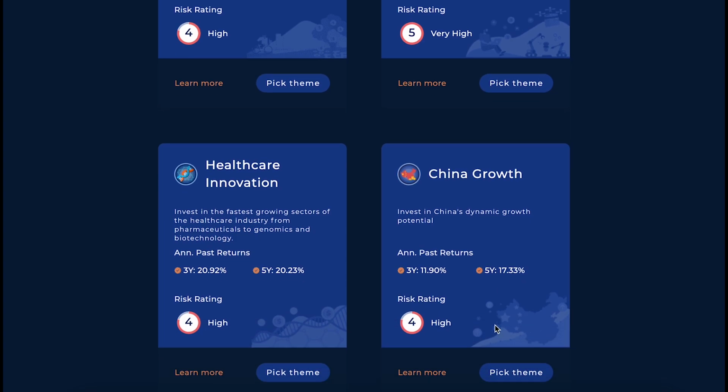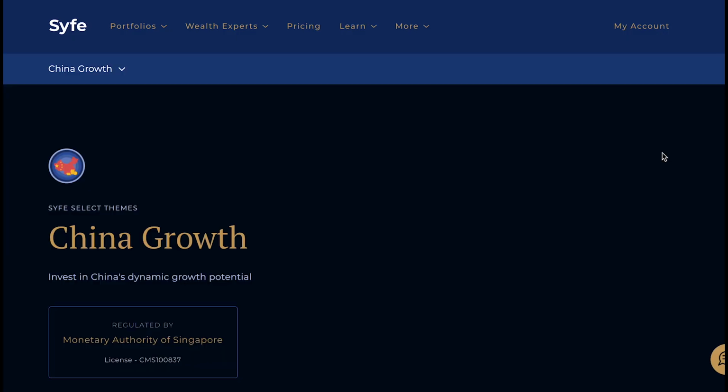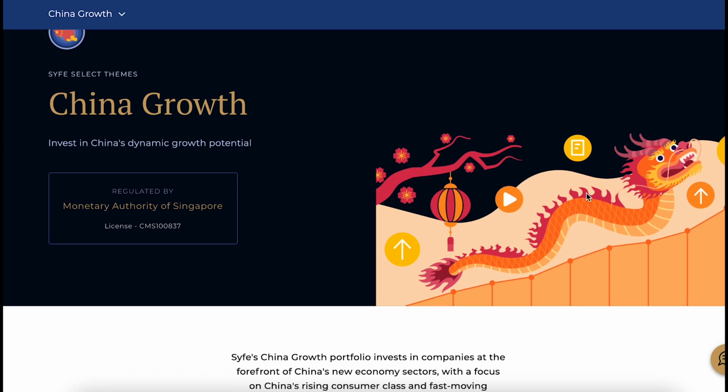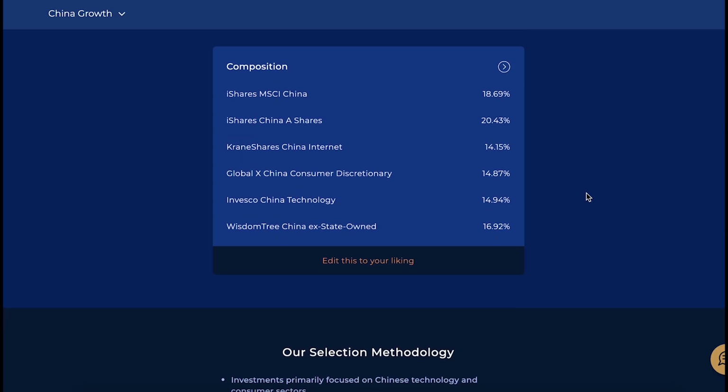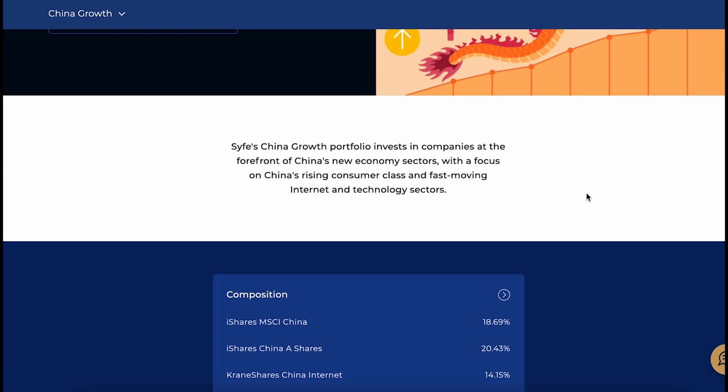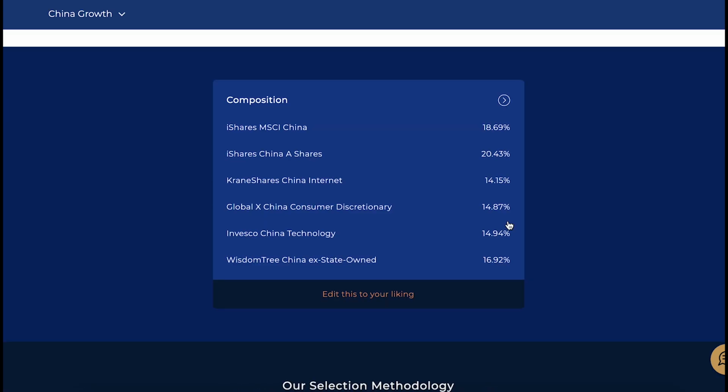Okay, next up is China growth. China has been a talking point for these past few months because of the political concerns and the central government clamping down on industries and companies that are making too much profit and affecting people's lives, right? But if you really believe in China's long-term growth because of the moat that they have, then this one is the one for you. China, being one of the largest population countries, definitely has a huge market to address. Especially with a rising consumer class and fast-moving internet and technology sectors.